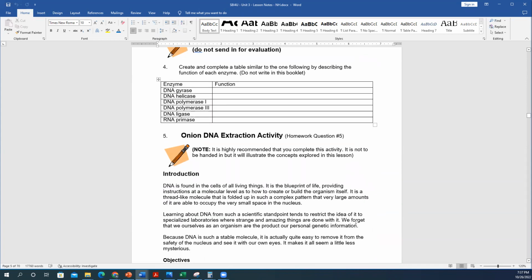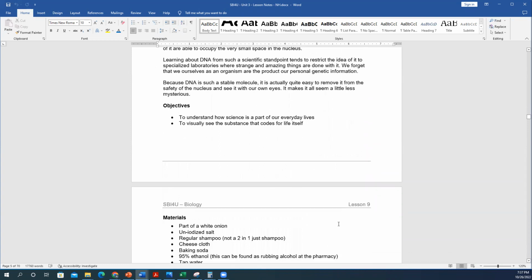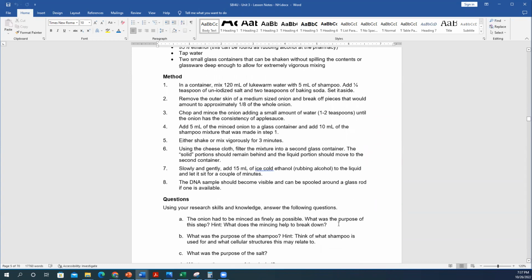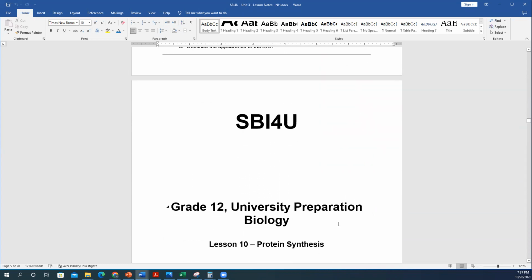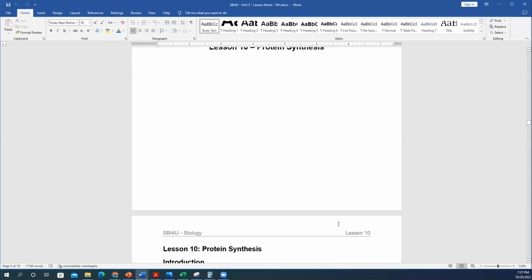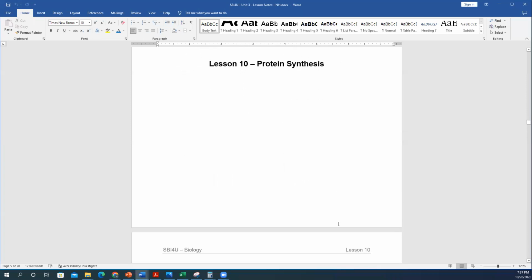There was this DNA extraction activity, which would have been interesting if any of you did it, or perhaps you can just go through it as a thought experiment and think about it. Then we carried on in the next lesson to look at, okay, so we looked at DNA replication.